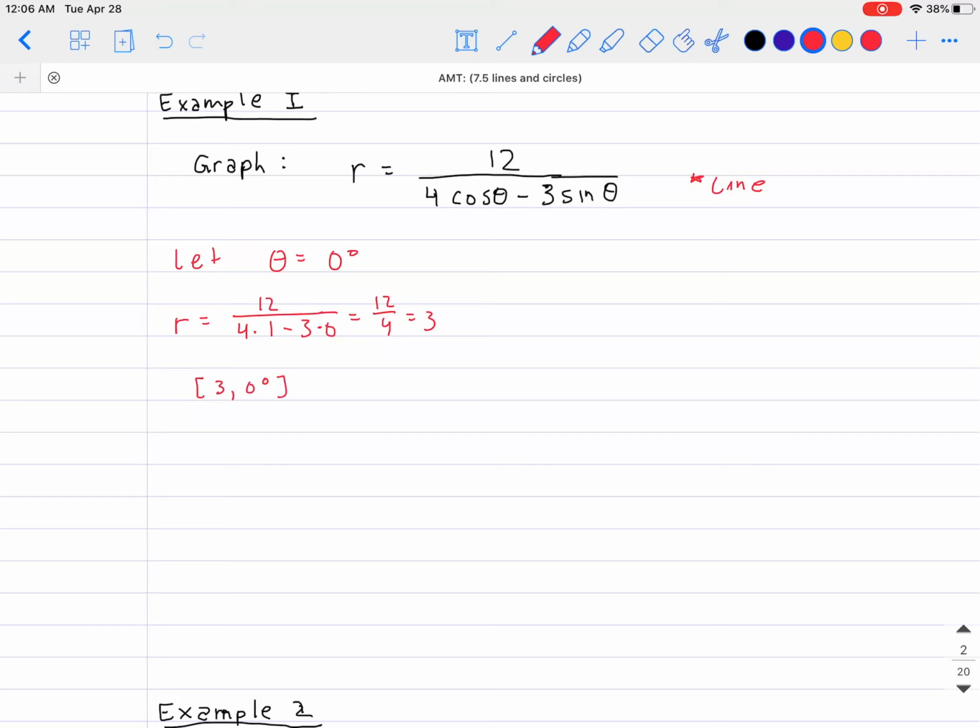And I usually try to write my polar coordinates in terms of brackets, so that way you can see that this is a polar equation and not a Cartesian equation.